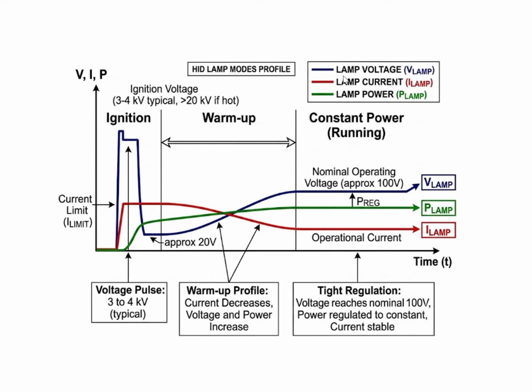Then the running stage. After the warm up period, the lamp reaches its normal operating condition. The lamp voltage stabilizes at its rated value. The lamp current settles at a lower steady value, and the lamp power remains constant. The lamp now produces maximum light output with stable color and brightness. The electronic ballast continuously regulates the current and voltage to ensure efficient and reliable operation.